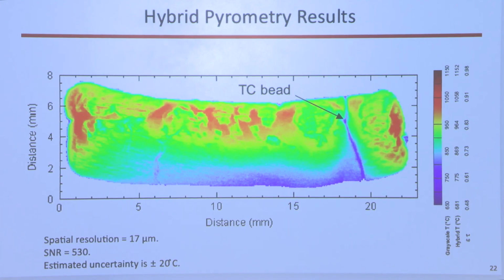And we show also the emissivity here, which goes from 0.5 to 1. And so you can see the emissivity is represented with the same temperatures. This image has a spatial resolution of 17 microns. Again, it's an image taken in 1 millisecond, with a signal-to-noise ratio of 530. And we estimate the temperature uncertainty at each pixel of about plus or minus 20 degrees C.